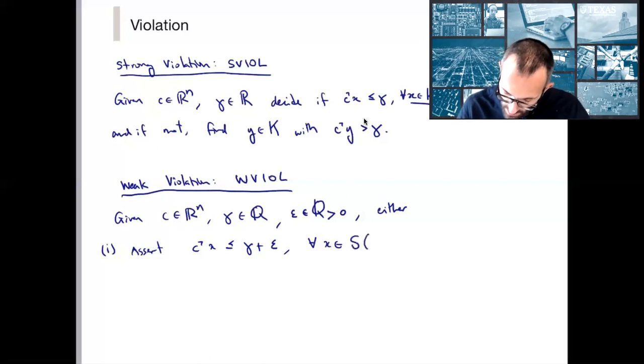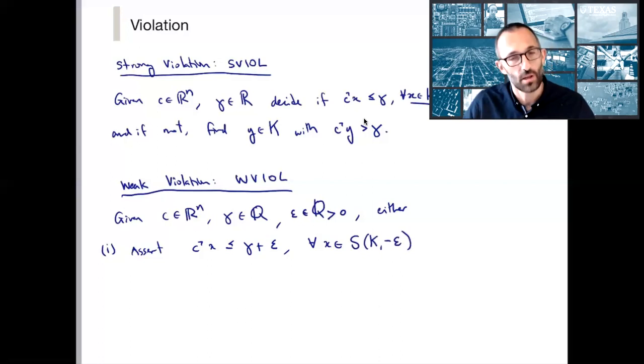Remember, a point X is in the deep interior if a ball of radius epsilon for a fixed epsilon is contained in the set. And we denote it this way, K minus epsilon, whereas positive epsilon, which we're also going to use, is for the epsilon expansion of a set. Okay, so what does this mean?